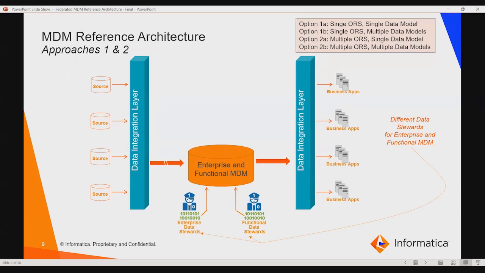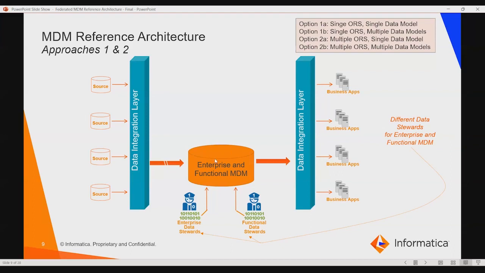And then, of course, the data flows into the enterprise and functional MDM. You have the enterprise data stewards and the functional data stewards who work on these enterprise and functional MDM data. And then you have another data integration layer where you build out your REST web services or your message queues, all the way you want to publish the data to downstream systems, and they flow over to the business applications native to your organization eventually, right? Be it SAP, SFDC, call center, whatever UI you might have out there, right?